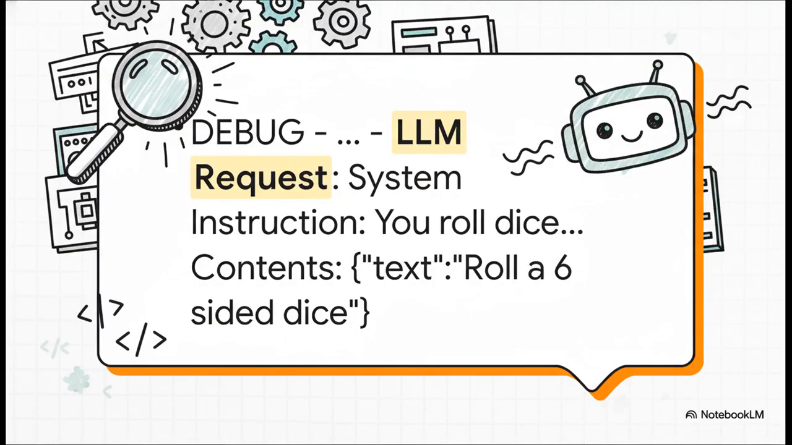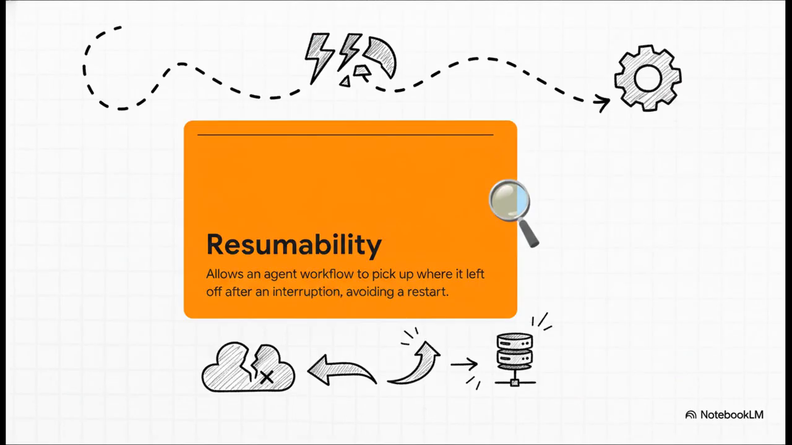And get this, just look at this example. By flipping the log level to debug, you can see the entire full prompt that gets sent to the LLM. I mean, everything. The system instructions, the chat history, what tools it knows about. It's a lifesaver for debugging. Absolutely invaluable.